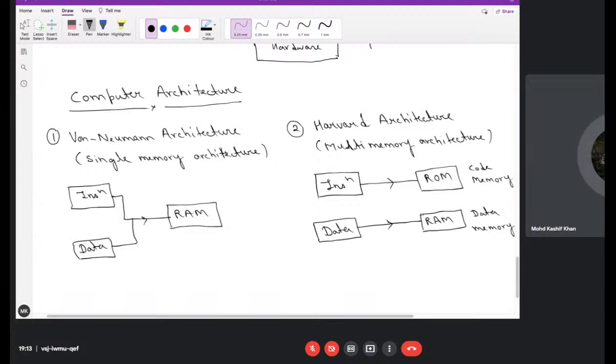So the CPU executes the main memory part of the program.